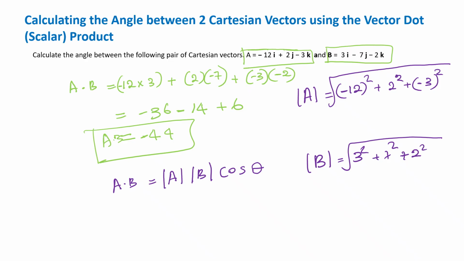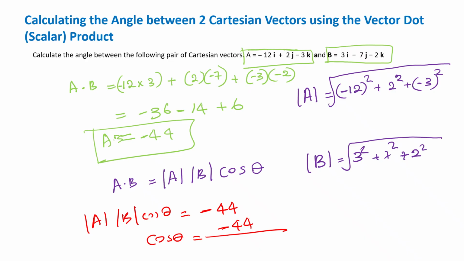So A, B cos theta is the dot product, and also negative 44 is the dot product. Is that right? So you make cos theta the subject. Negative 44 divided by, find these two and put them here, and you can finally find theta. Cos inverse of negative something. So can you find me theta, please?